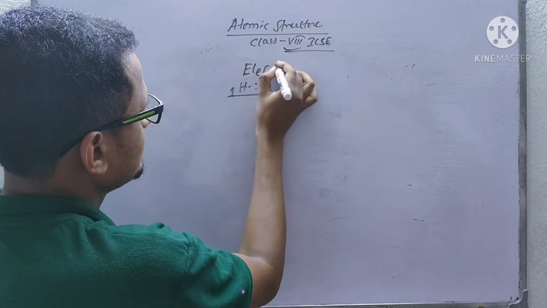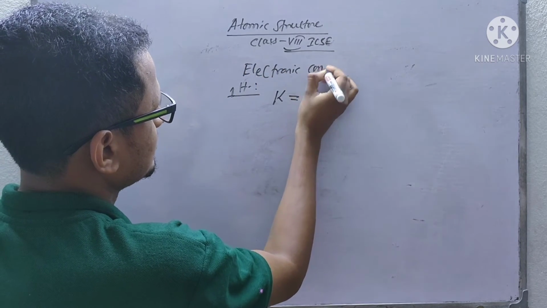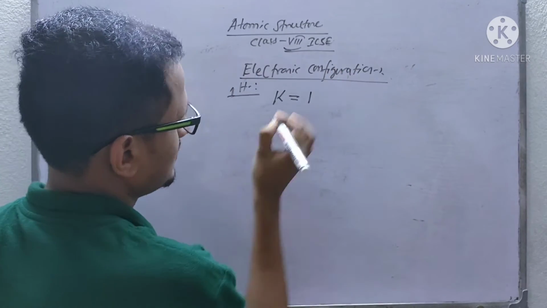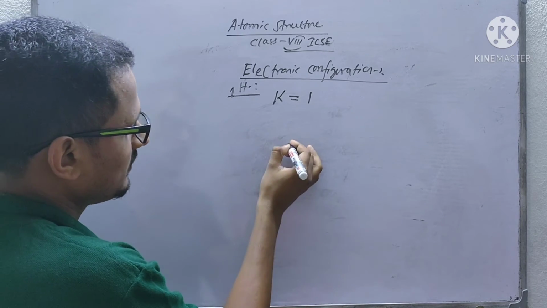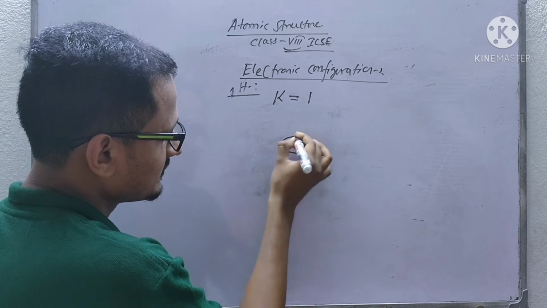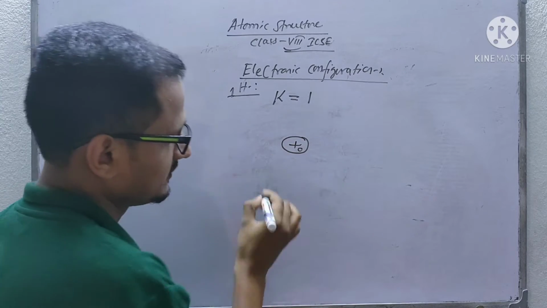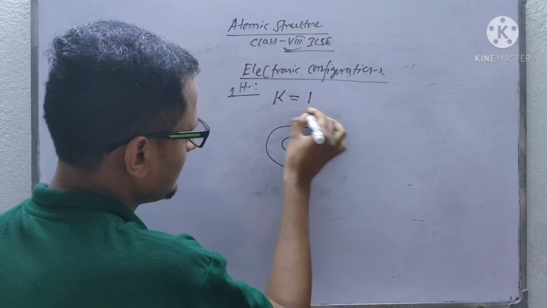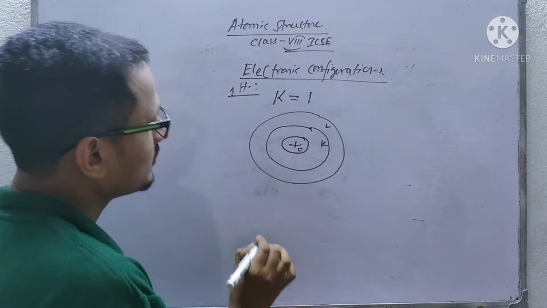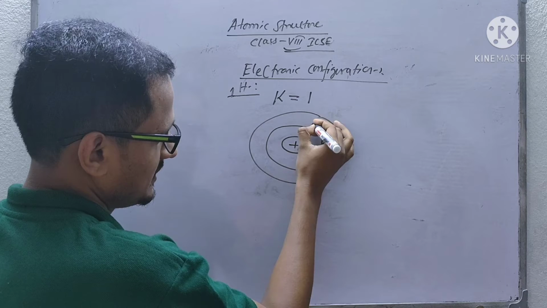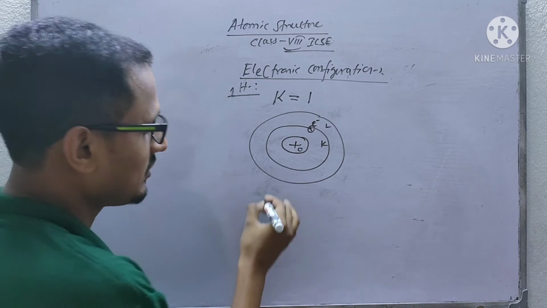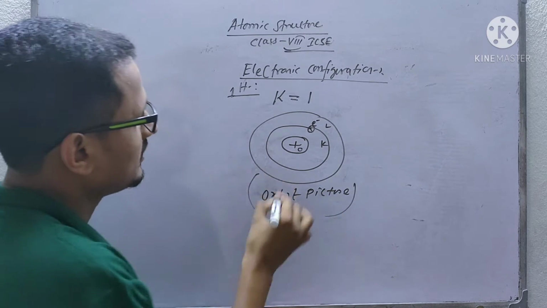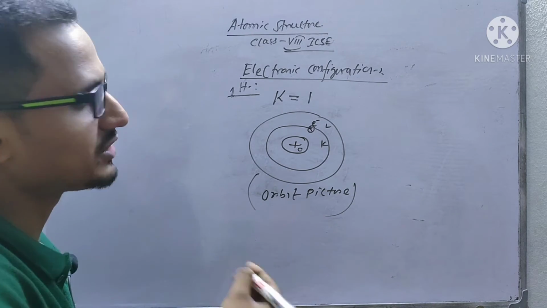How to write the electronic configuration? Okay. Now how you will draw? You will draw a nucleus giving positive charge and neutral, that is neutron. After that, this is a circular orbit, K orbit. You can draw another orbit, L orbit, but 1 electron will be there for K orbit. Electron you write like this, E minus. This is the orbit picture for hydrogen.